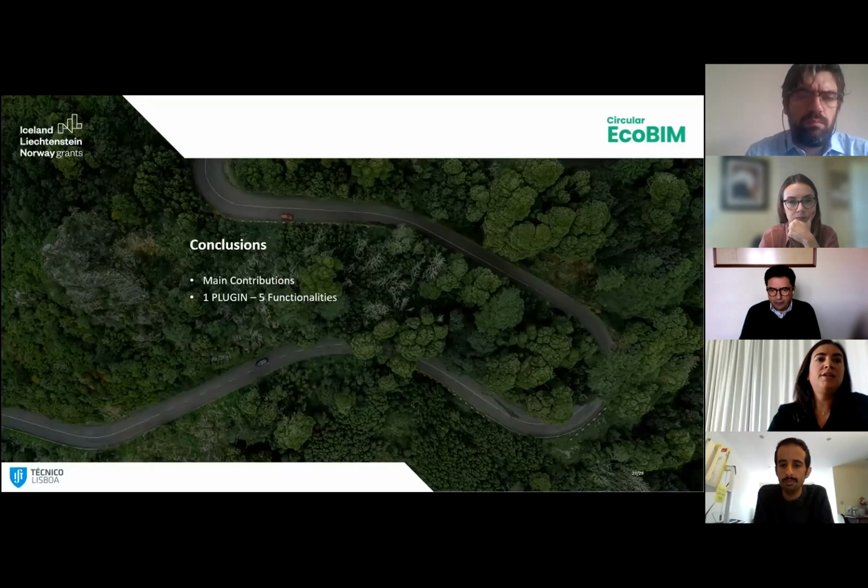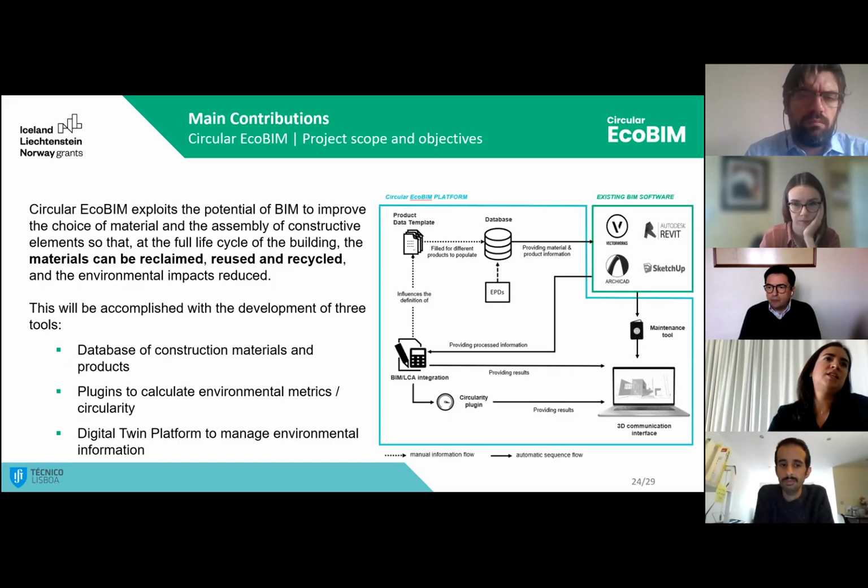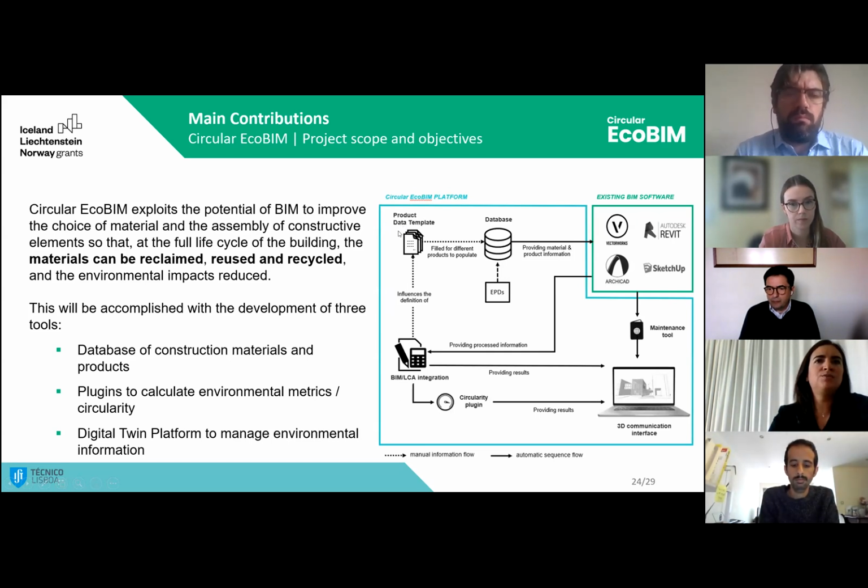In conclusion, our main contributions in circular eco-BIM projects exploit the potential of BIM to improve the choices of material and the assembly of constructive elements so that, over the full life cycle of the building, the materials can be reclaimed, reused, and recycled, and the environmental impacts are reduced. This is done through a BIM LCA integration in our product data templates that will be filled with information from a database based on environmental product declarations. This information provided by material will be read using BIM software. We are using Autodesk Revit, and our plugin will run there.